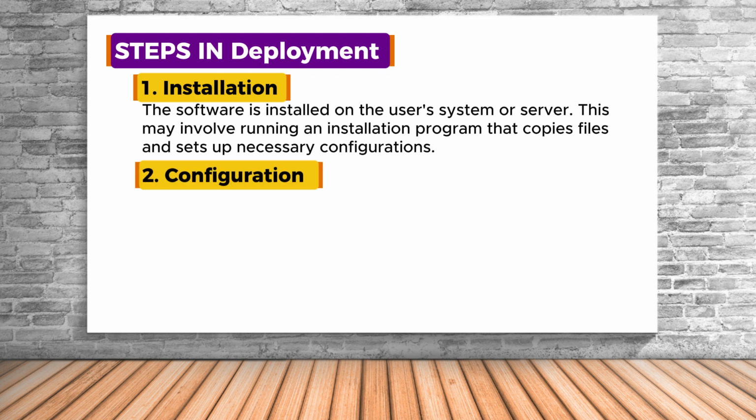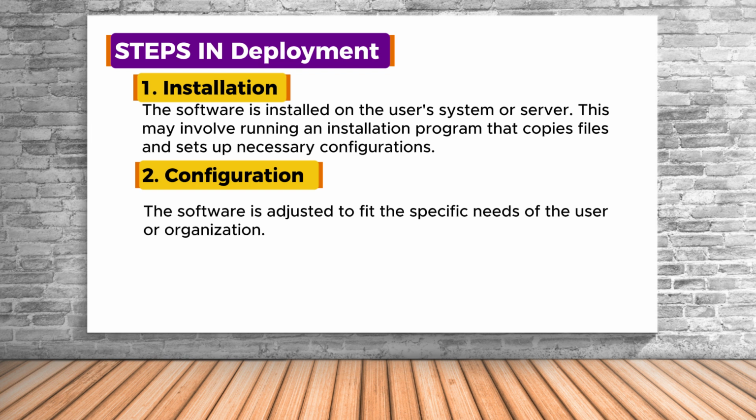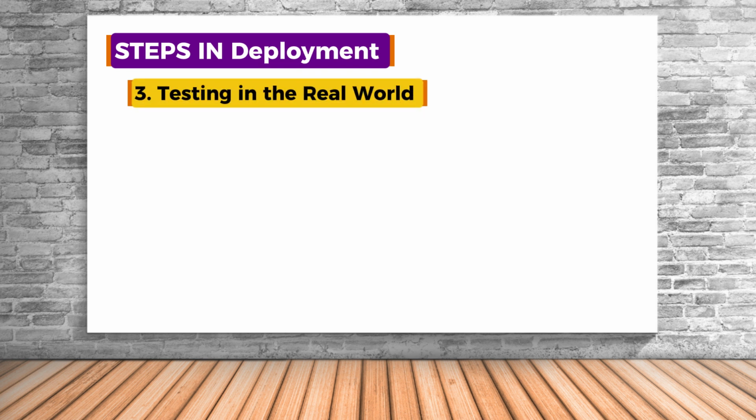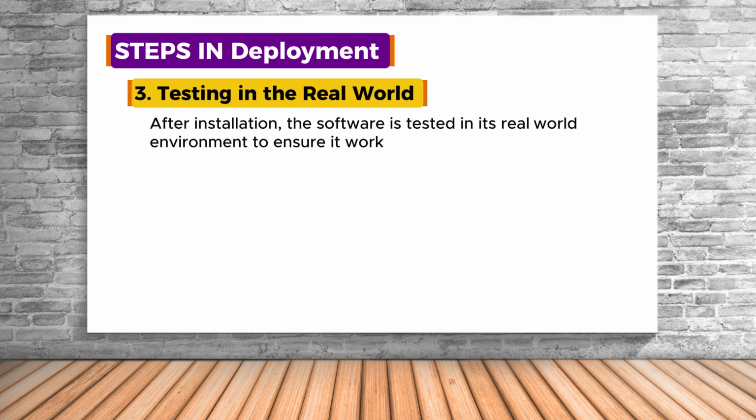Step 2. Configuration. The software is adjusted to fit the specific needs of the user or organization. This can include setting up user preferences, network settings, and database connections. 3. Testing in the real world. After installation, the software is tested in its real-world environment to ensure it works correctly with other systems and meets user needs.